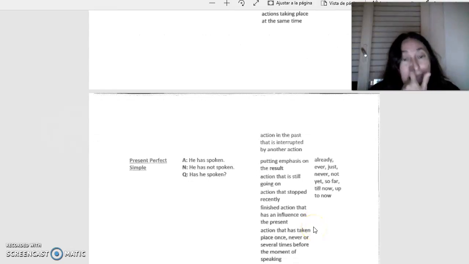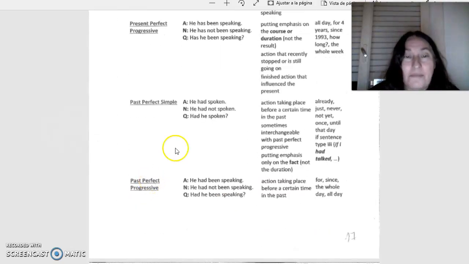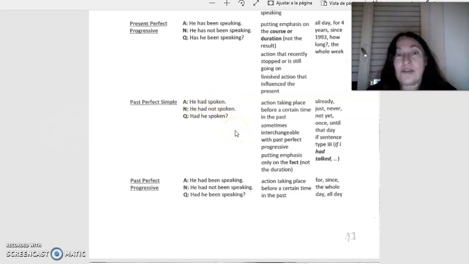Okay, we move on now to the past perfect simple. It is not difficult. The past perfect includes had plus the past participle or third column. In this example, he had spoken. When do we use the past perfect simple? Well, I like to say that the past perfect is a more past. It is the past in the past.